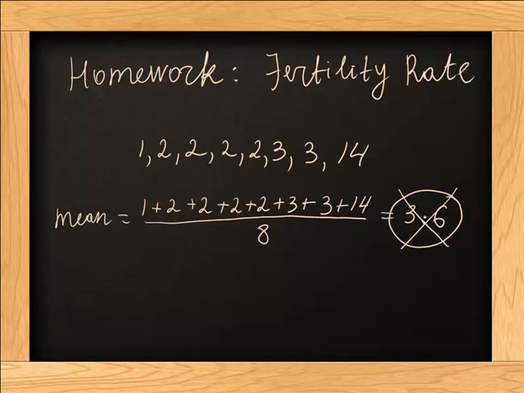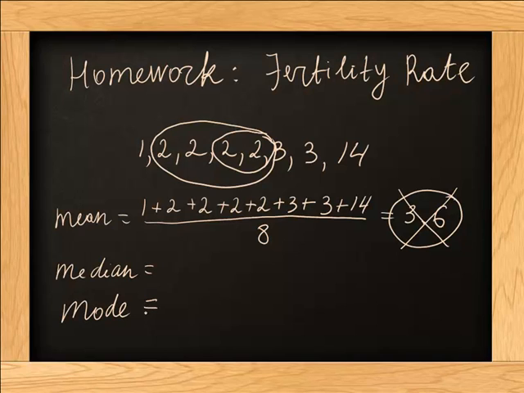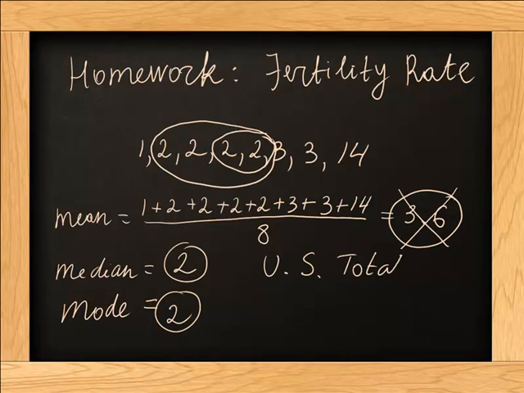The middle value in this data set is 2. And the most common value is also 2. So both the median and the mode for this data set are 2. It's a representative number, and therefore I'm going to say that the average fertility rate in my extended family is 2. How does it compare to the US total fertility rate? Search the internet to find out.